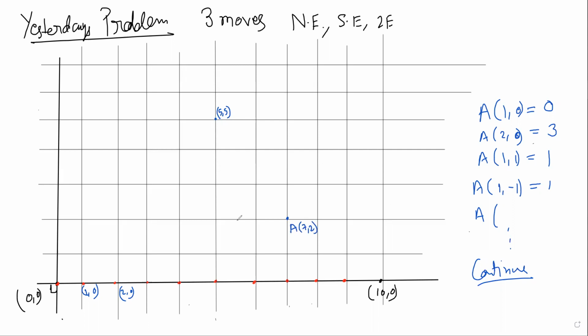A of 7 comma 2, how can you reach it? Just ask yourself, how can I reach here? What is the second last step? It will either be coming from here, or it will be coming straight from here, or it will be coming from here, right? So if I know the number of ways to reach here, or here, or here, I can add them, and that will be the answer, right?